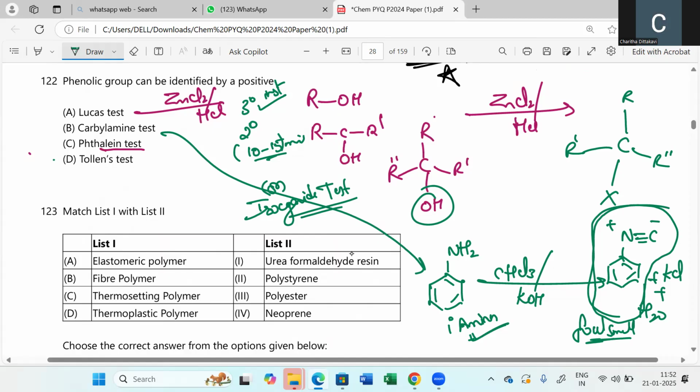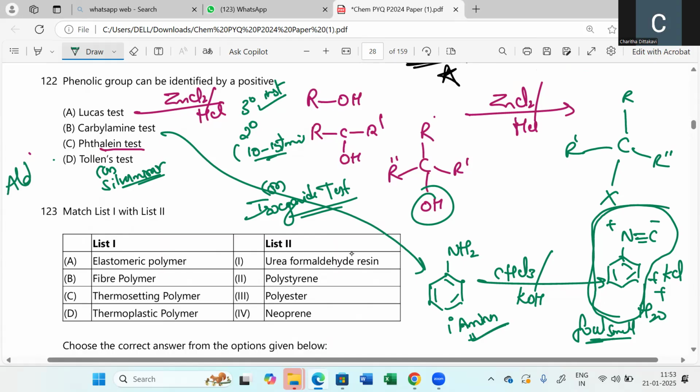Okay, and then you have the Tollens test. Tollens test, or I would say silver mirror test. Okay, Tollens test or silver mirror test. You will get silver as a precipitate. It just looks like a mirror then, right? So that would be the Tollens test, the silver mirror test, which is from your qualitative analysis.